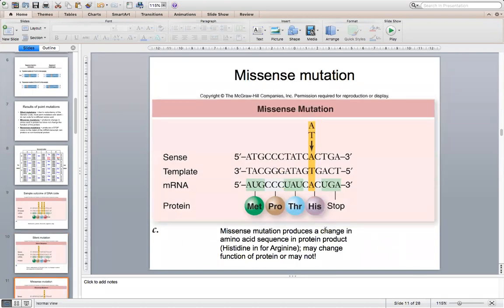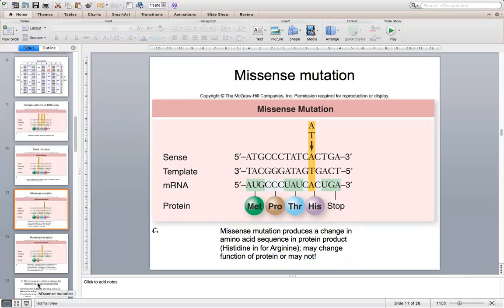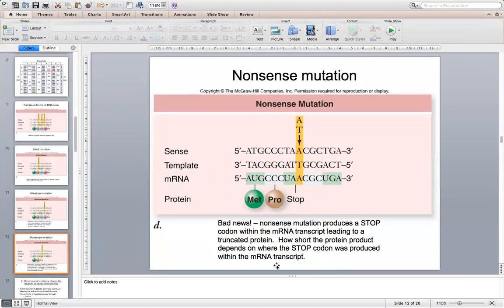Missense produces a change in the amino acid sequence in the protein. So that is the histidine seen for the enzyme. I already told you a small change in the amino acid may or may not affect the function of the protein. Nonsense means they will completely stop the protein synthesis.